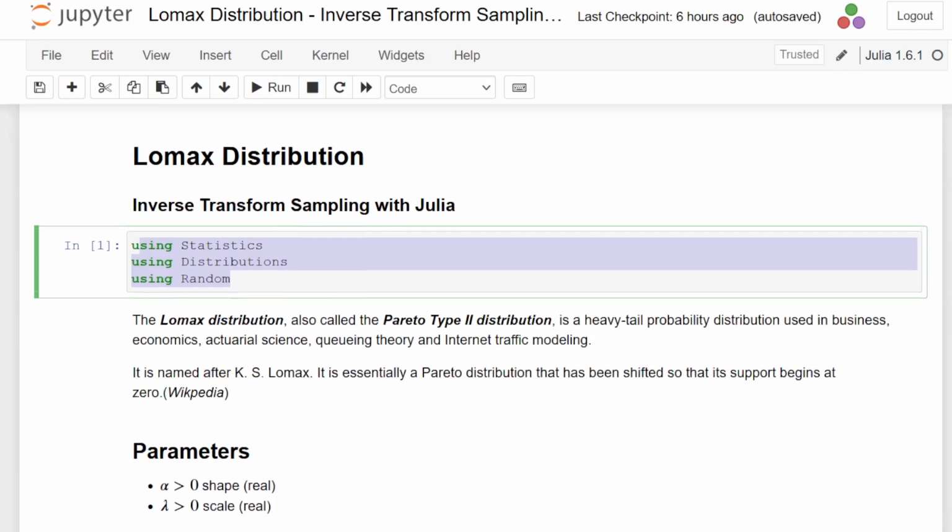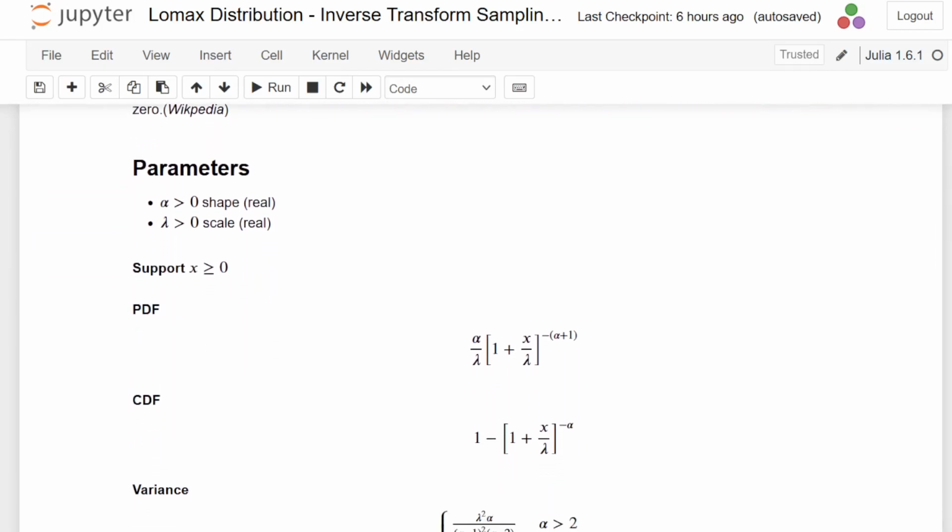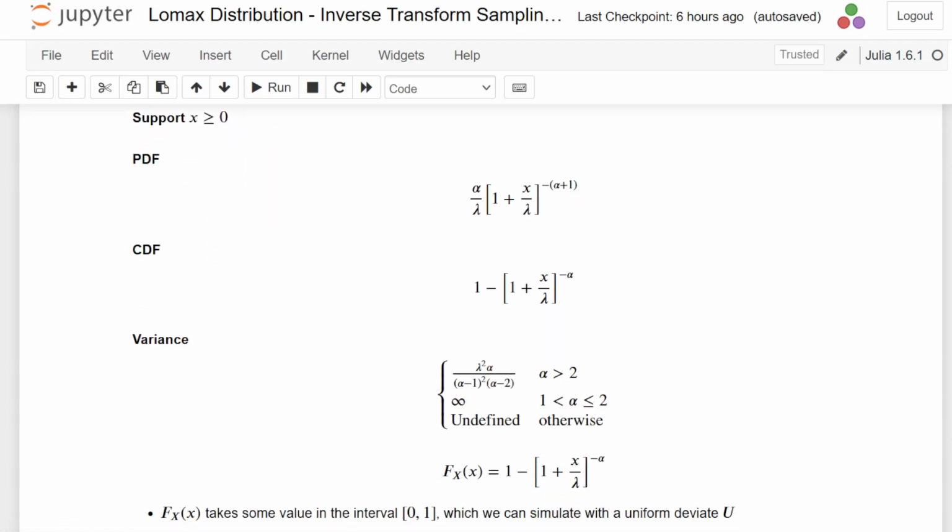Now, I'm going to talk a little bit about the theory. The parameters are alpha and lambda, the shape parameter and the scale parameter. The support is x greater than or equal to 0. There are a couple of other things there, but the key thing we're interested in is the cumulative distribution function, the CDF, and that is 1 minus (1 plus x over lambda) to the power of minus alpha. Essentially the part in the brackets is the survival function, with that minus alpha power.